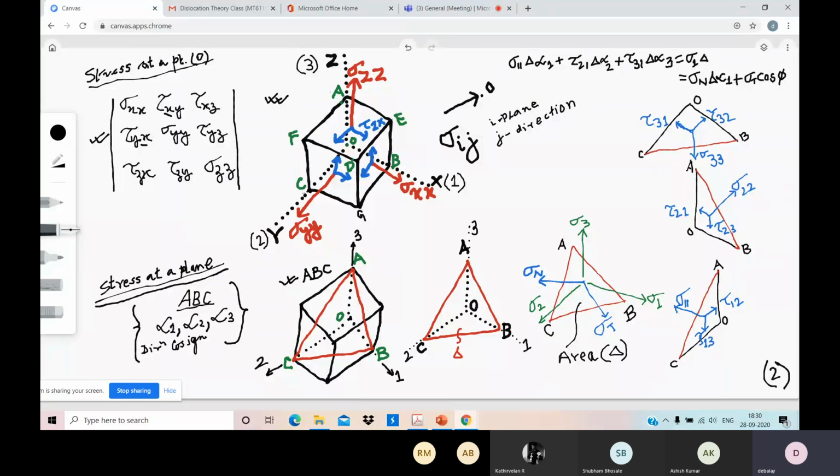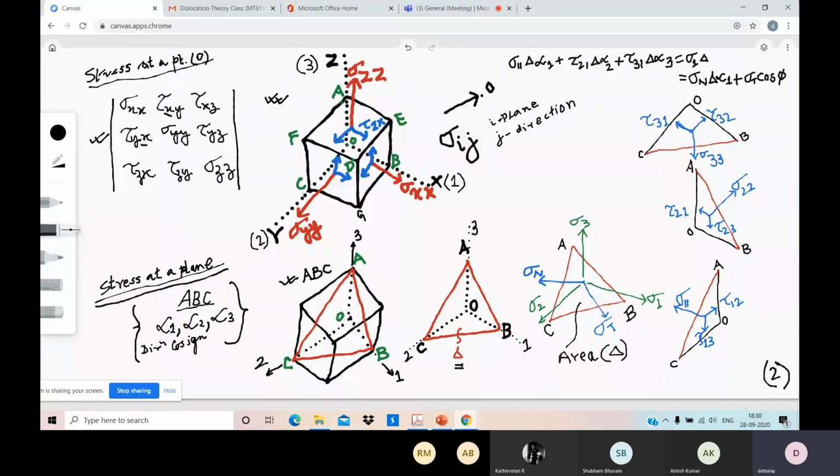So to define any plane inside a body, you need to know the direction cosines of that plane: how the plane normal is oriented with respect to the three major axes, X, Y, Z, or 1, 2, 3 respectively. So we know its direction cosines are alpha 1, alpha 2, alpha 3. And I am also defining the area of the ABC plane as delta.